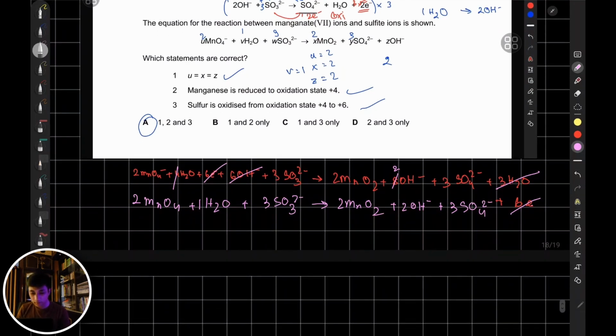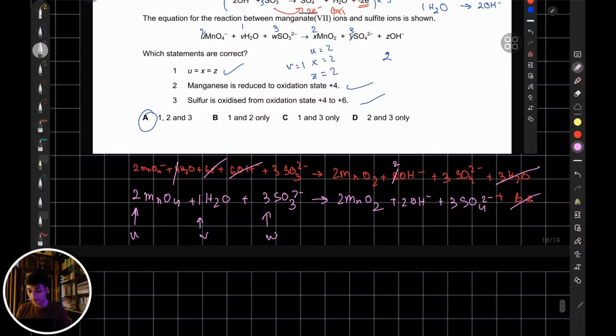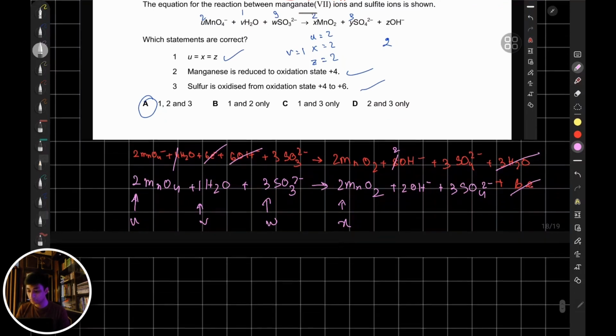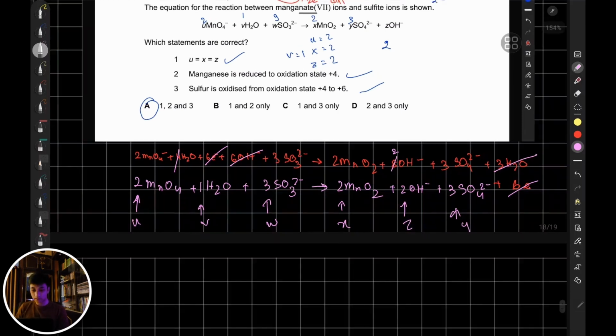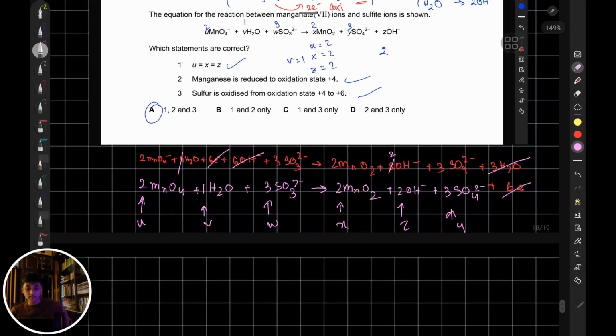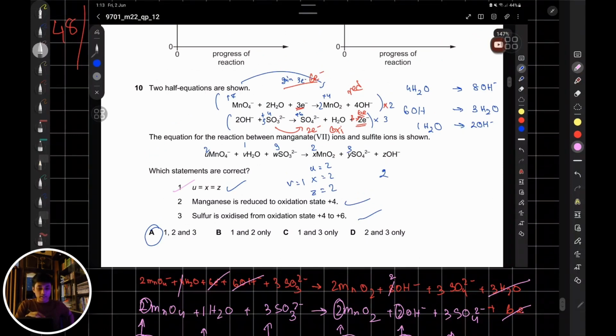So which is U? This is U. And V is this. And W is this. And X is this. And which one is Y? This is Y. And this is Z. Great. So U equals X equals Z. U, X, Z, all of these are 2. So, yep, 1 is correct.